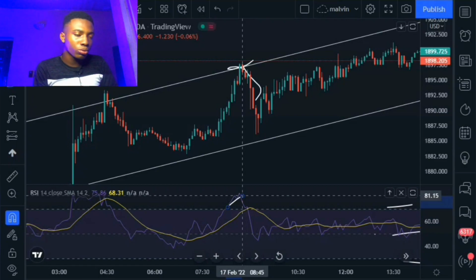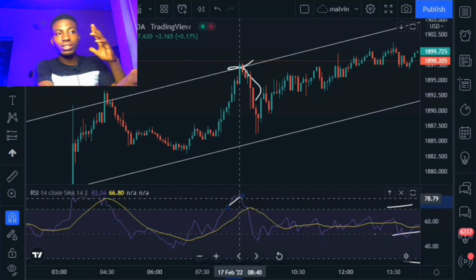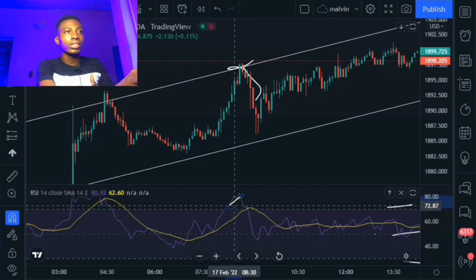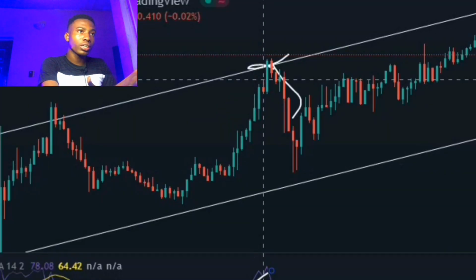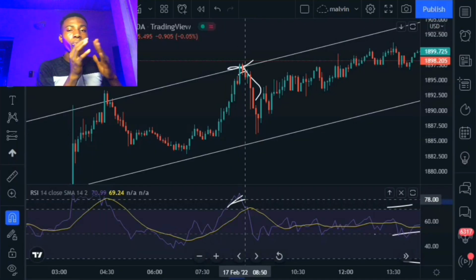So what do we need to do? We have to short the market, because we know that there will be sell pressure coming in the market. We could see that confirmation right on the relative strength index, a confirmation here and a confirmation here. So both of these things are saying the same thing.